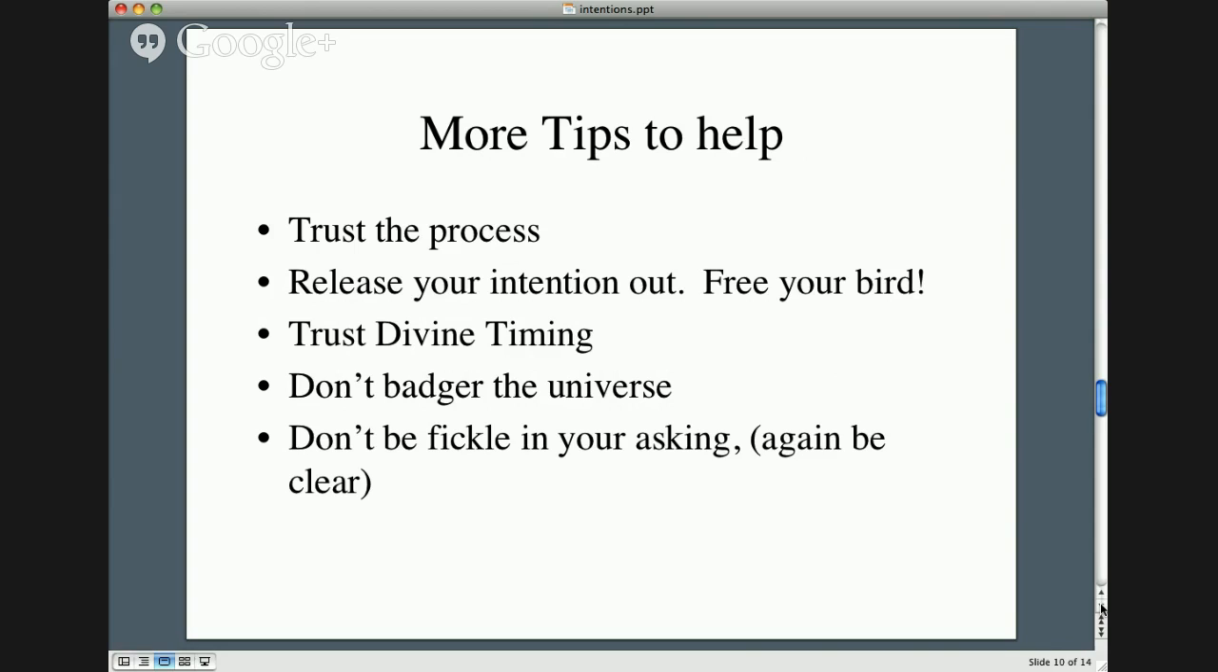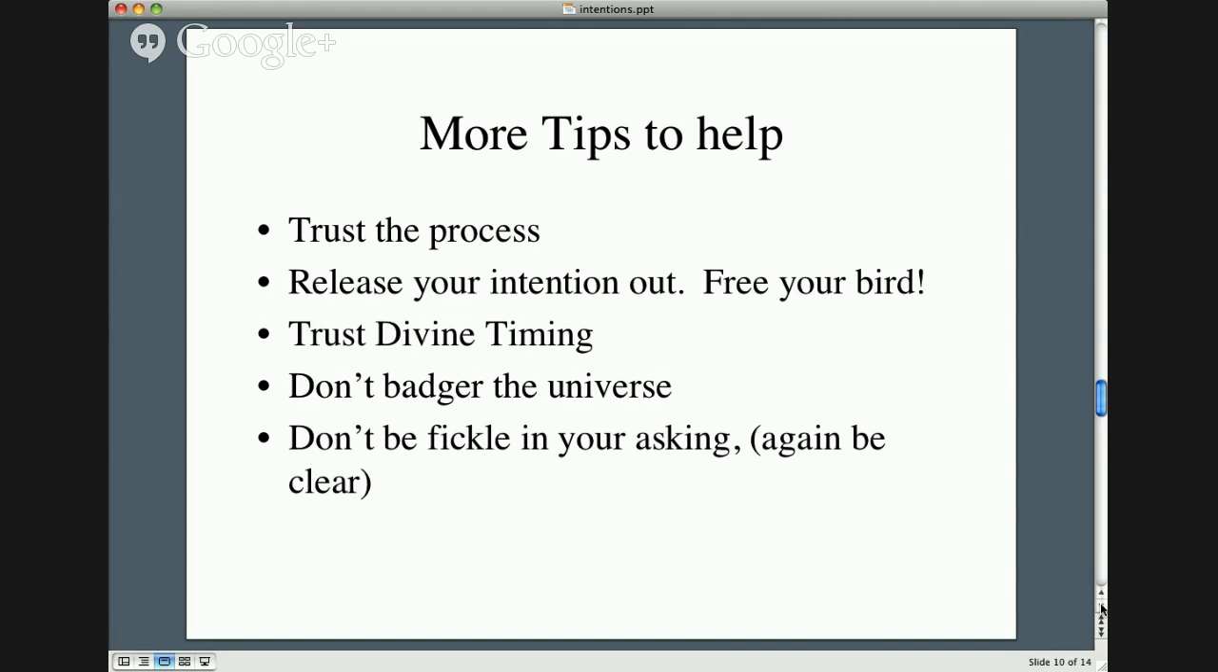Don't be afraid to represent the same idea on the table. I've heard of people talking about how it's taken them many years to manifest something big in their life, and they had to keep asking, and they kept refining the way they asked. So don't be afraid to do that, and don't confuse that with badgering the universe. I think badgering the universe is when there's impatience involved.